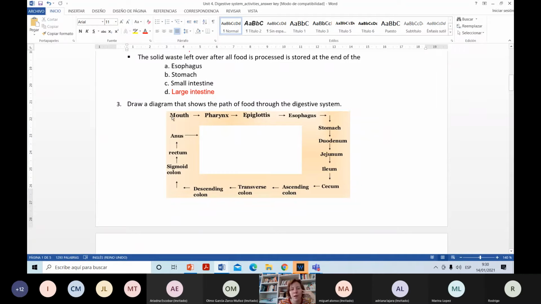Is the mouth. From the mouth, food goes to the pharynx directly, being pushed by the tongue. Remember, that pushes the soft palate. Then it gets into the pharynx. In the pharynx, the epiglottis prevents it from going to the respiratory tract, and it goes directly to the esophagus. In the esophagus, the peristaltic movements send it to the stomach. Remember, the first opening is the cardias, the last opening is the pyloric sphincter, the pylorus. Then from the stomach, it goes to the small intestine.